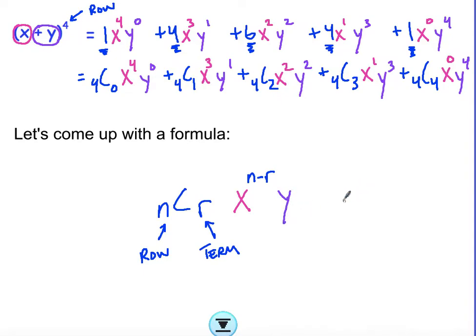Now what's happening with the y? What's happening with this exponent on the y? This was a 0. Okay, look down here. This was a 1. Look down here. This was a 2. This was a 3. That was a 4. What you might notice is this exponent is exactly the same as this number right here. 3 matches the 3, 2 matches the 2, 1 matches the 1, 0 matches the 0. So this exponent is the same thing as r.